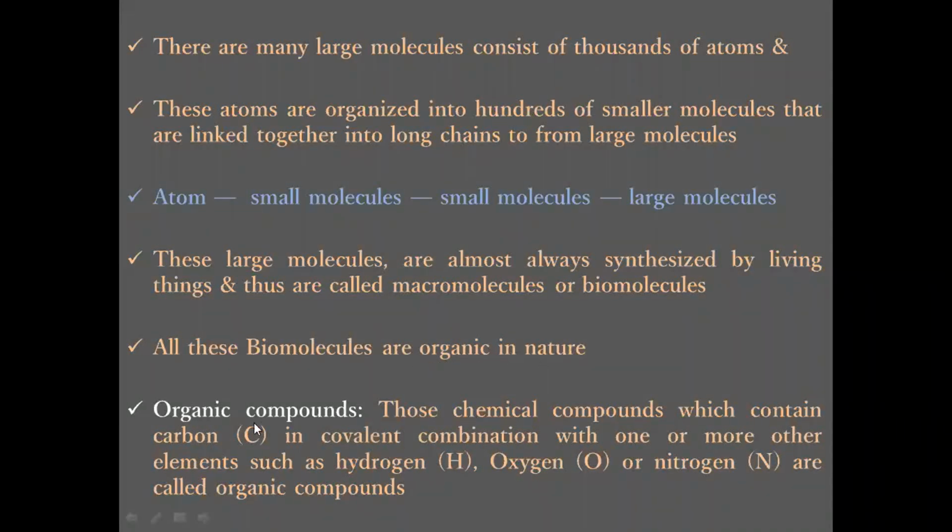So what are organic compounds? Organic compounds are those chemical compounds which contain carbon in covalent combination with one or more other elements such as hydrogen, oxygen, or nitrogen. So in an organic compound, the central atom is the carbon atom which forms covalent bonds with hydrogen, oxygen, or nitrogen. Those compounds are called organic compounds.